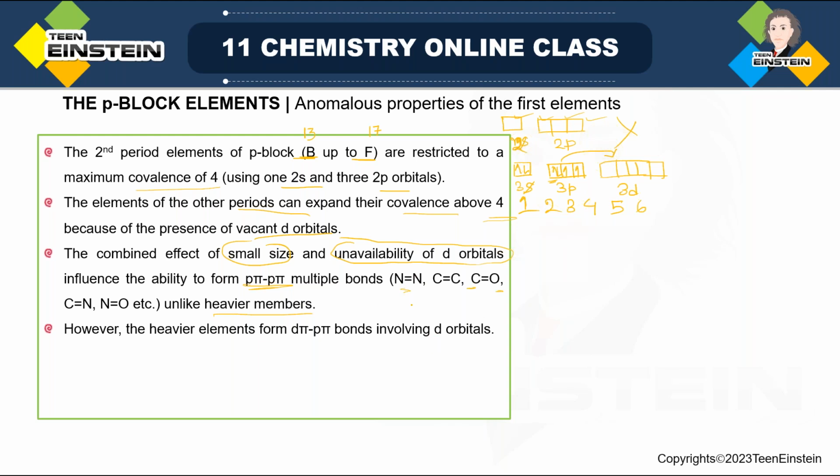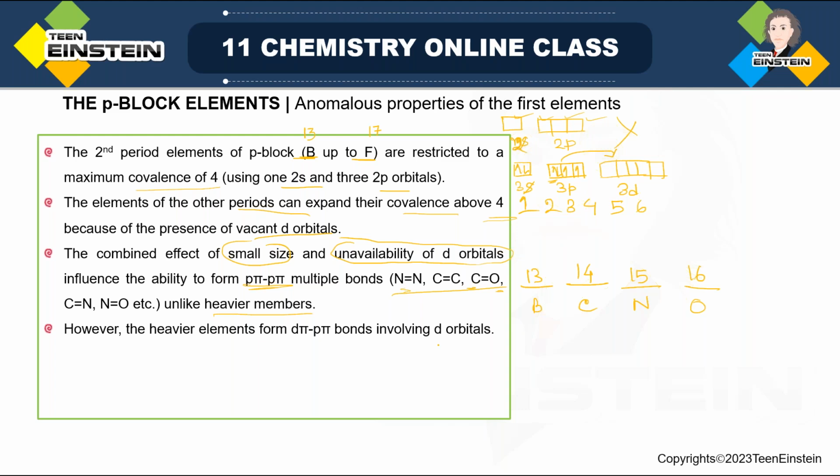Now this nitrogen, carbon, oxygen, all are basically from the second period. Let me write group 13, the first element boron, then group 14, the first element carbon, group 15, the first element nitrogen, group 16, first element oxygen. Now these multiple bonds that you are seeing here, you see all the elements are basically from the second period. It is either boron, carbon, nitrogen or oxygen, which are from the second period.